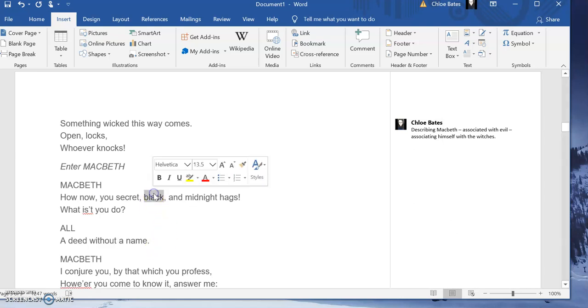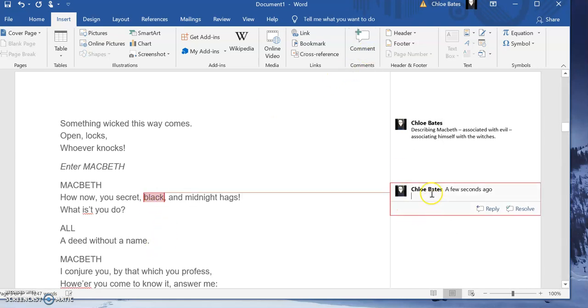So we've got a triplet here, some nice adjectives showing us that these witches are evil. And he knows it. He's happy that they're secret, they're black and midnight hags. What is it you do? So he's curious here, that interrogative question, on what they're up to.